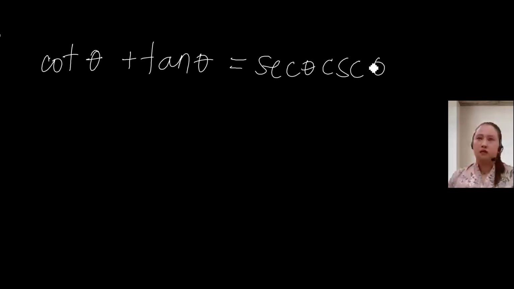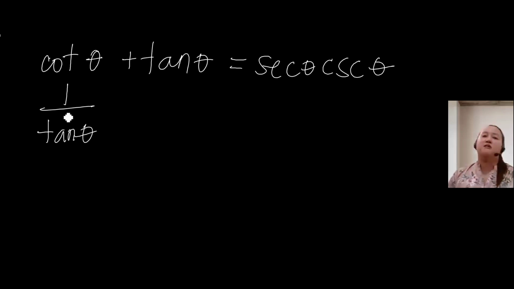another solution for this. Again, the given is cotangent theta plus tangent theta. Remember what I told you a while ago? You can use Pythagorean identities here. But before you use the Pythagorean, you would notice that the cotangent theta and tangent theta are somehow related. So the cotangent theta can be written as 1 over tangent theta because it is the reciprocal. Then just copy the rest.